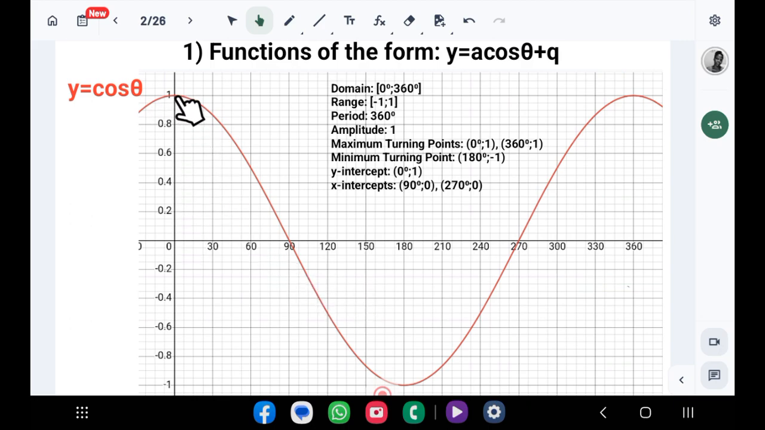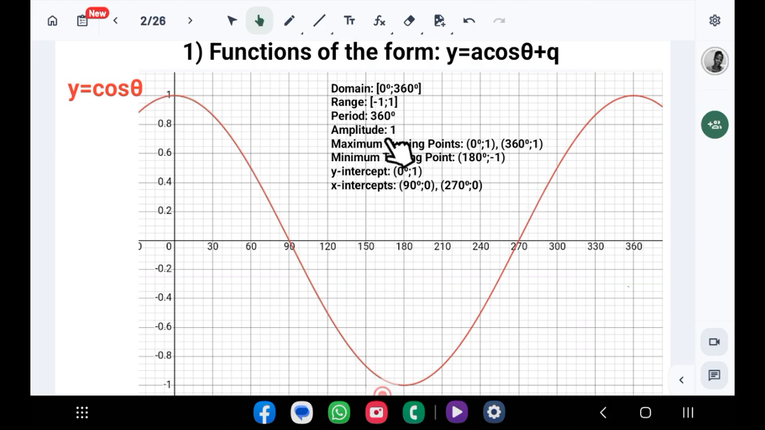This graph starts with a maximum turning point at 0 degrees, 1. Here's your first x-intercept at 90 degrees, 0. The first minimum turning point is at 180 degrees, negative 1, and then you have the second x-intercept at 270 degrees, 0, and the second maximum turning point at 360 degrees, 1.